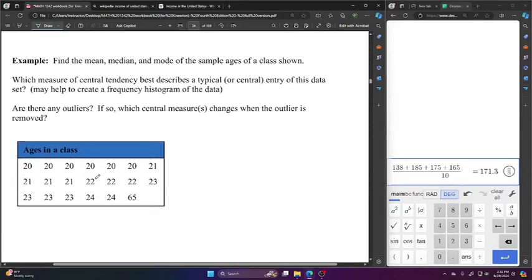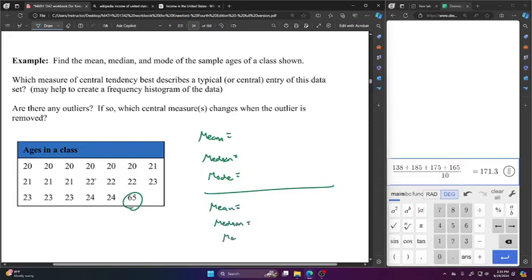Find the mean, median, mode for the ages, and which would be the best, and are there any outliers? That kind of stuff. So 65 is an outlier right there. What they're wanting on this particular problem is to find the mean, median, and mode, and then they're going to want to do it over again without the outlier.